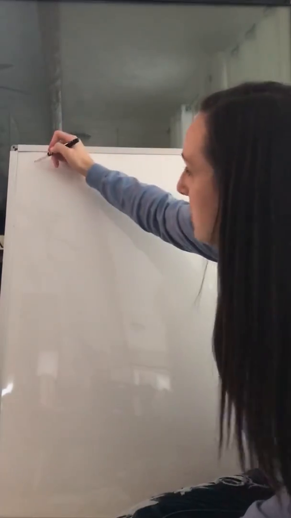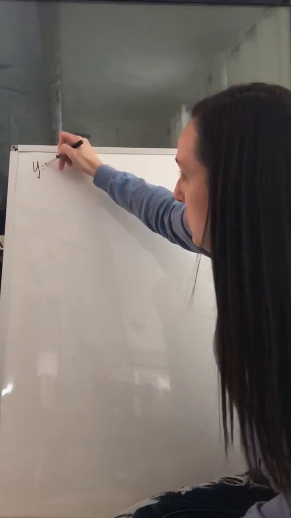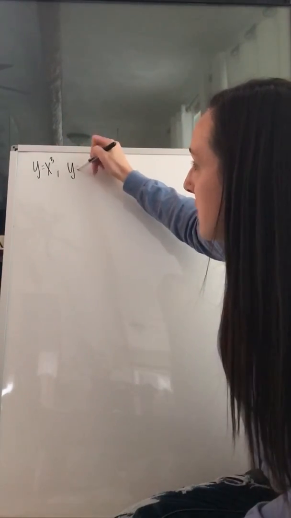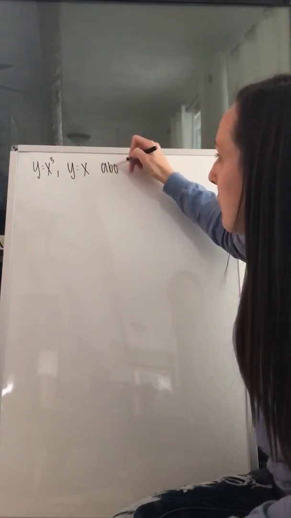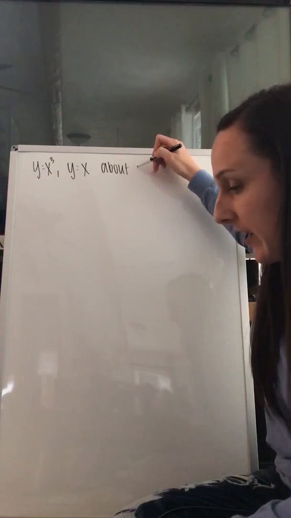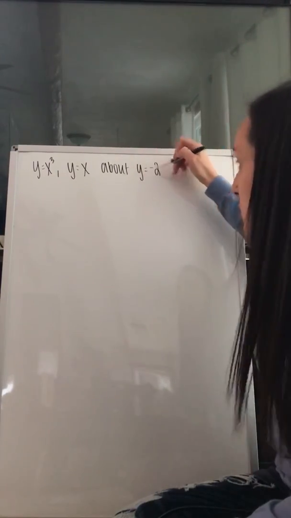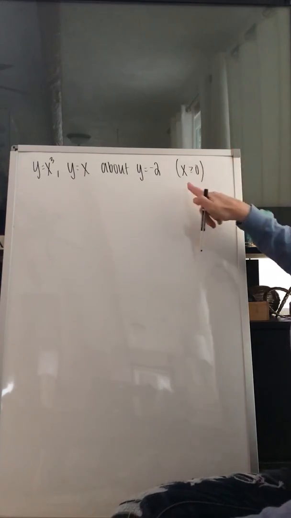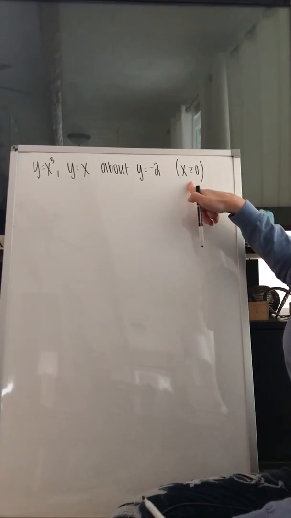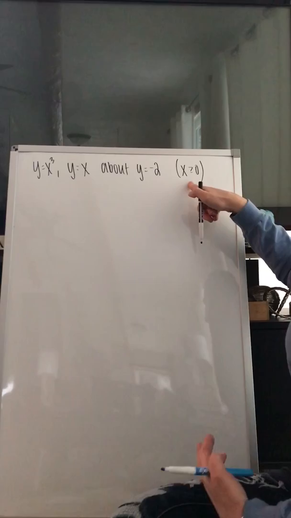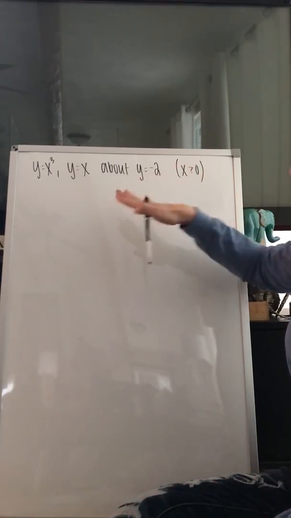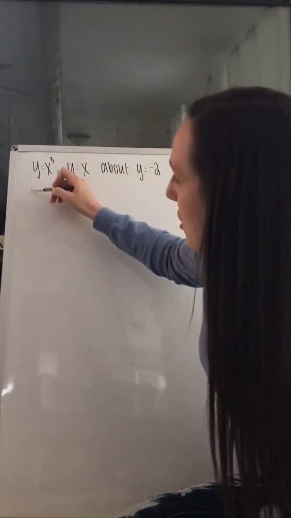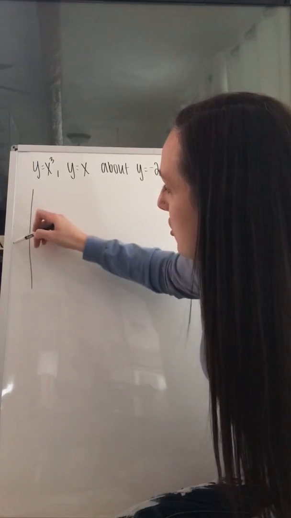So we're going to rotate the region enclosed by y is equal to x cubed, y is equal to x, and we're going to revolve that about the line y is equal to -2. I'm also going to put the stipulation in here, just so that we're clear on where we're actually revolving. This is going to be any x value that's greater than or equal to 0, just for the purpose of this problem. So I'm going to go ahead and sketch this region.